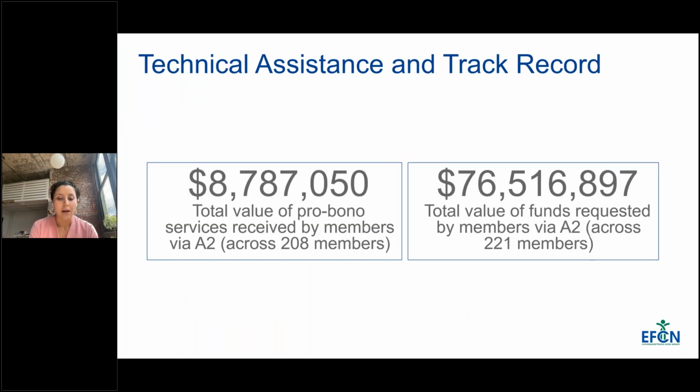And so together with our partners and members, we've been able to achieve, I think, an impressive track record in just the 7 years of being an organization. In those 7 years, we've been able to secure over $8 million in pro bono services for our members. This was received across 208 members via A2. And we've also been able to request and support our members in requesting over $76 million in grants and support. This was across 221 members. We're still growing our pro bono and grant writing portfolios, so we really hope and expect this number to keep growing as we continue to support our members' work. Next slide.